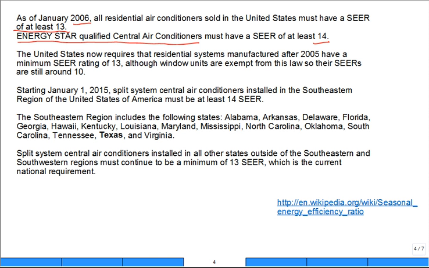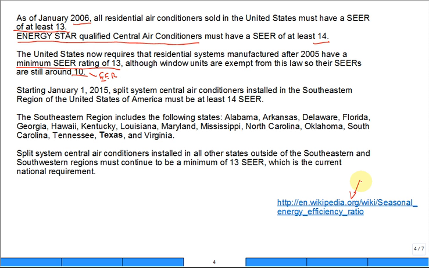True? In the United States, the law requires residential systems manufactured after '05 to have a minimum of 13. So they can't manufacture in the U.S. something around a 10. Although window units are exempt from the law, so their SEERs are still around 10. Actually, they're EERs. Energy efficiency ratio is usually what they have for window units. This is off of Wikipedia.